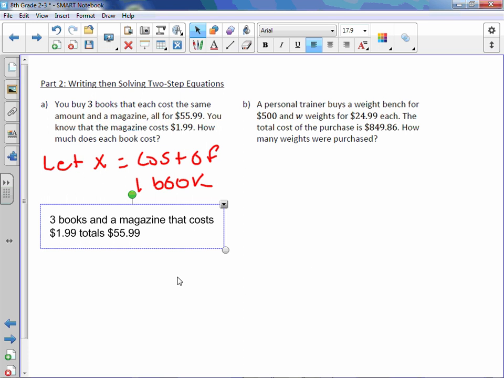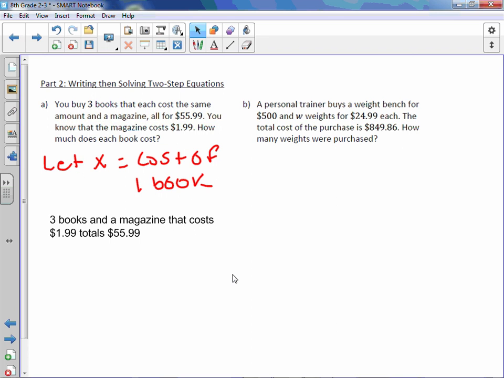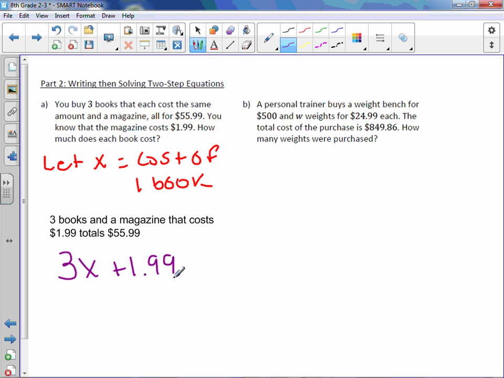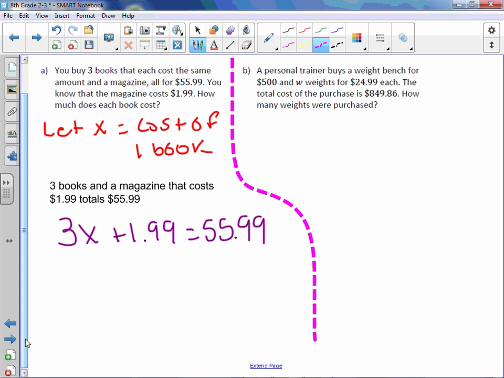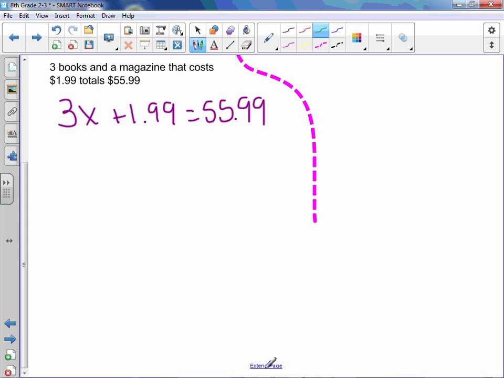Okay, we don't know how much the books cost. So here, I would say 3 times the cost of a book plus the magazine equals $55.99. But on this part, we're actually going to solve. So we solve our two-step equation.